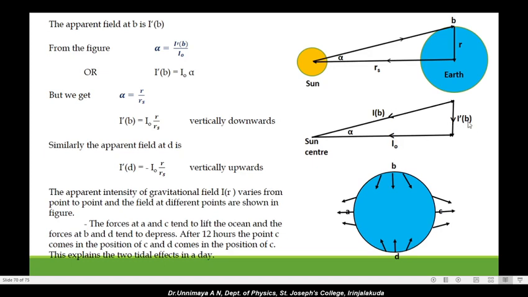So from this figure, we can also calculate alpha as alpha is arc by radius. That is I prime B by I0. Like r by rs, using this figure we can write alpha is I prime B by I0. Or we can write I prime B is alpha into I0. But we have alpha is r by rs. So replace alpha with r by rs. So I prime B is equal to I0 into r by rs. This field will be vertically downwards.